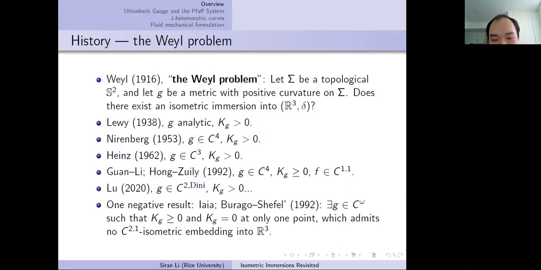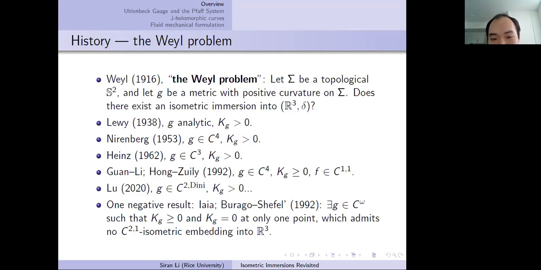And in a recent work, Siran Lu proved a much sharper result. So G only has to possess 2 derivatives, with the second order derivatives being Dini continuous. And for this, we also require that K of G is strictly greater than 0. So these are the positive, or affirmative, results for the Weyl problem.